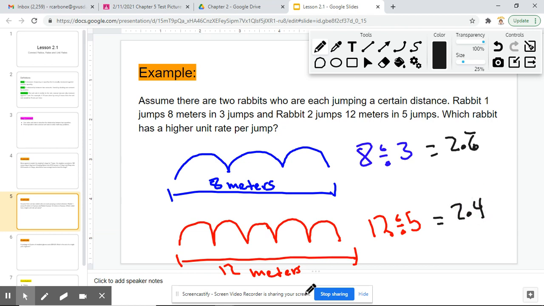All right, so now we want to ask ourselves which rabbit had a higher unit rate per jump. And it's actually going to be Rabbit 1 right here. Rabbit 1 had a higher unit rate per jump. The reason is because this number right here is larger. 8 divided by 3 is larger than 12 divided by 5.